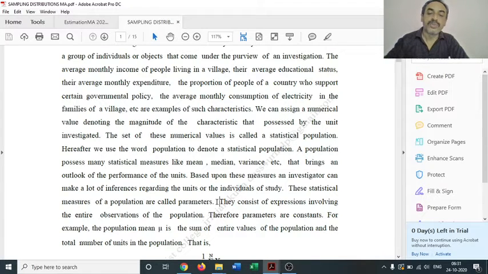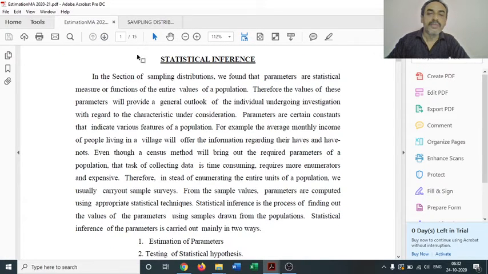Here, our aim is to determine the parameters of the population. So, in statistical inference, we are making inferences about the parameters of the population based upon samples drawn from that population and also using statistical devices.